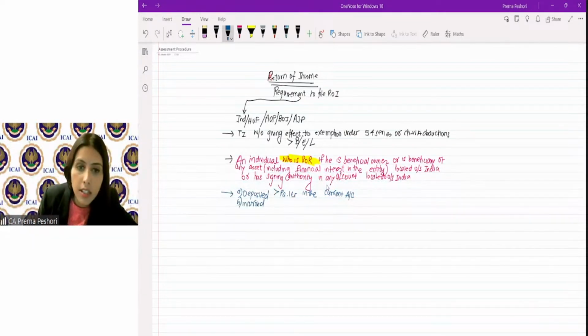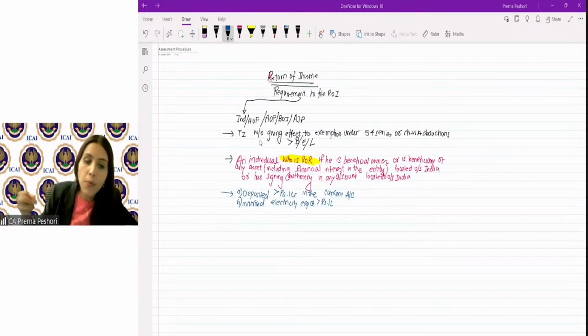Incurred electricity expense of more than 1 lakh. Okay. So if I have the electricity expense more than rupees 1 lakh, I will be required to file the return of income, even though my total income may be lesser than the basic exemption limit.